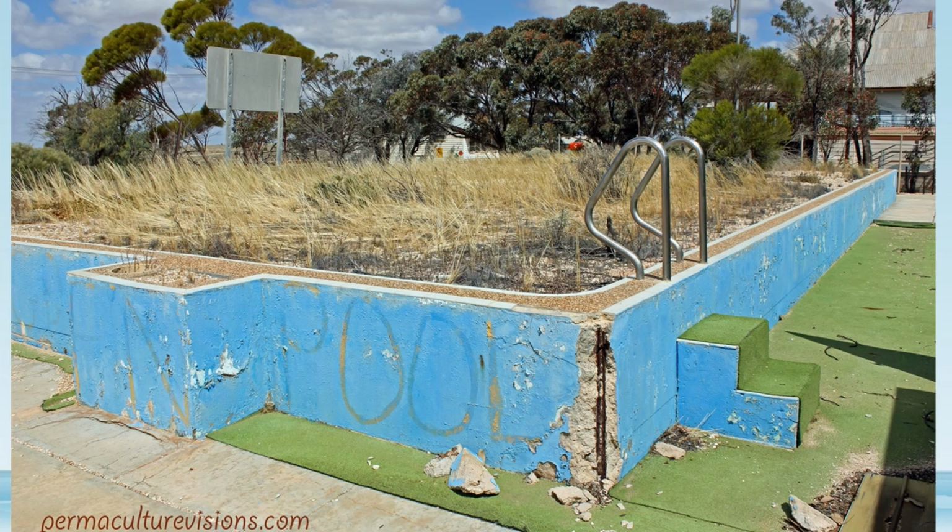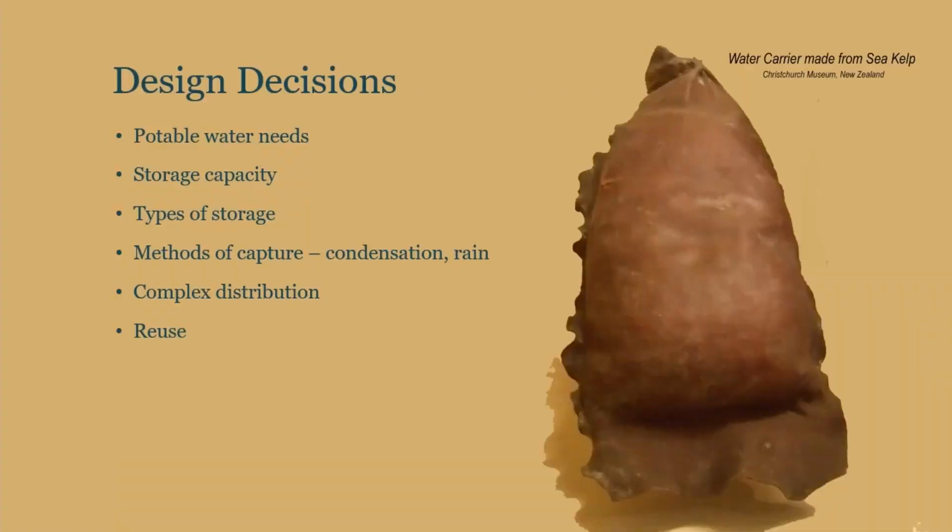Bill Mollison said water would become a commodity. He was saying that in the 80s. Looking back on it now, it seemed obvious, but at the time it was very controversial. So there are a lot of decisions we need to make when we're making our design.